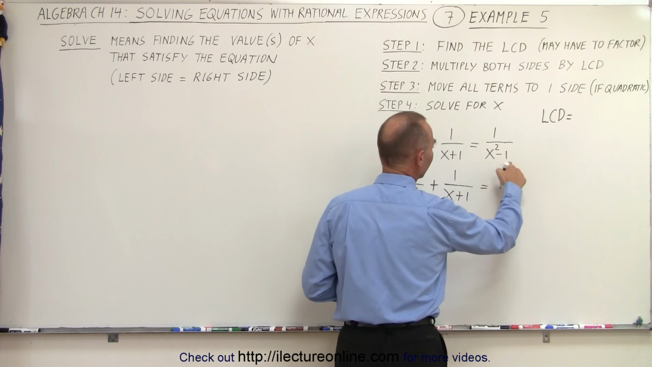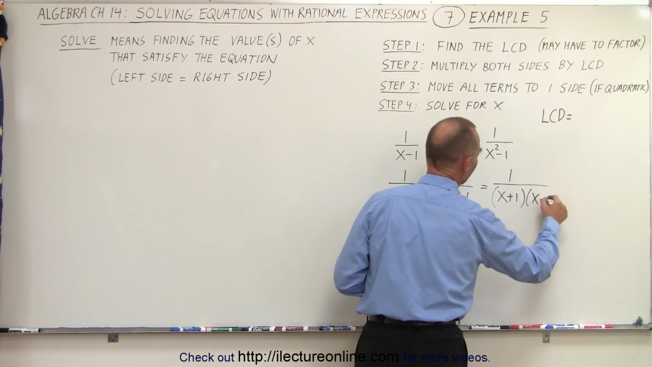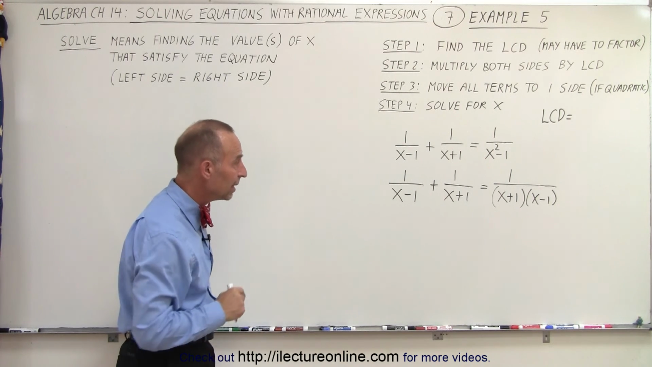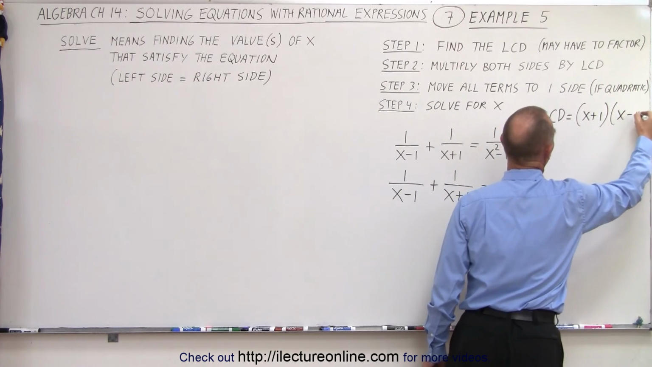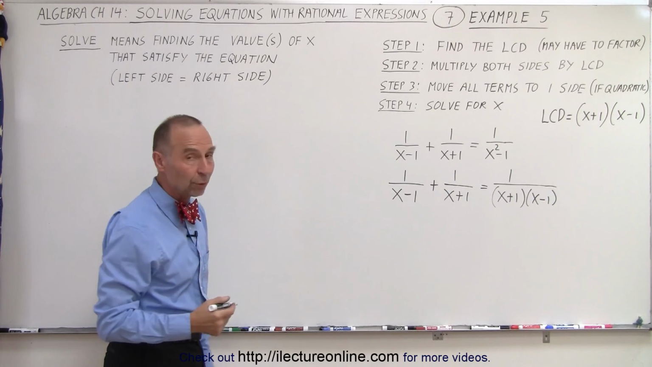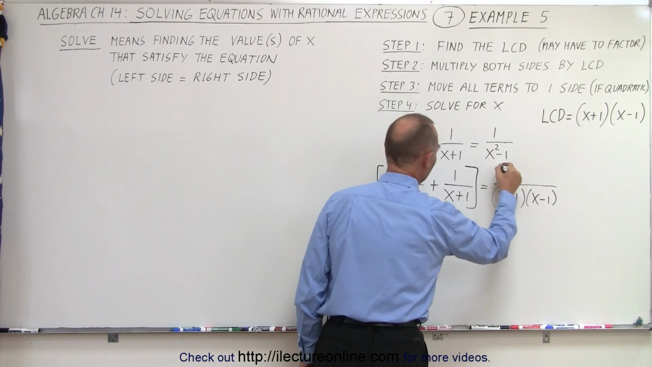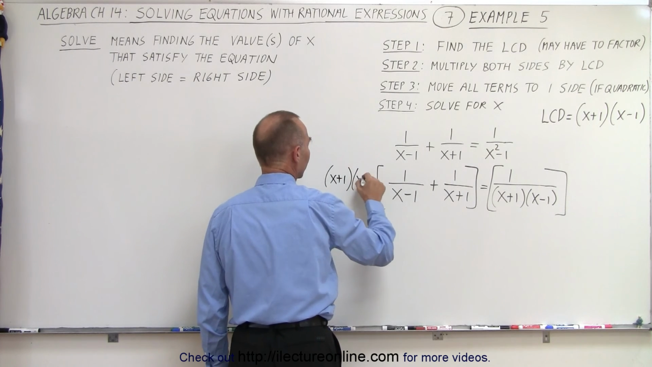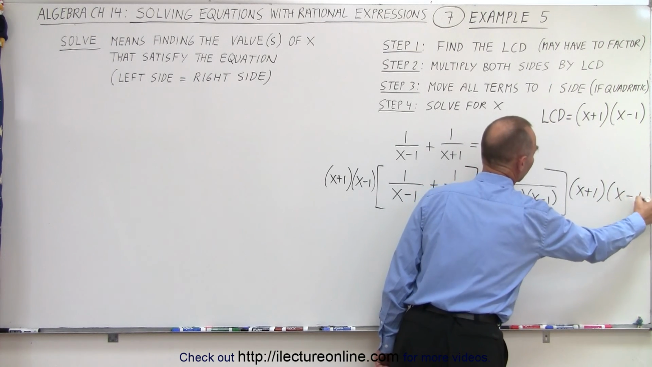But on the left side, since this is the difference of squares, this will become x plus 1 times x minus 1. And then a quick inspection shows that, yes, indeed, that will be the lowest common denominator. X plus 1 times x minus 1, because all denominators fit nice and neatly into that denominator, which means we're going to multiply both sides of the equation by that lowest common denominator on the left side and on the right side. So this is x plus 1 times x minus 1 and x plus 1 times x minus 1.